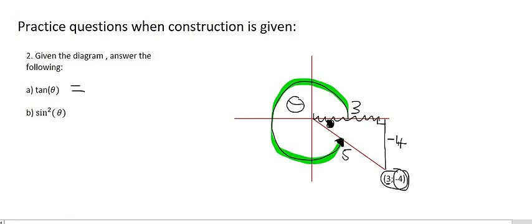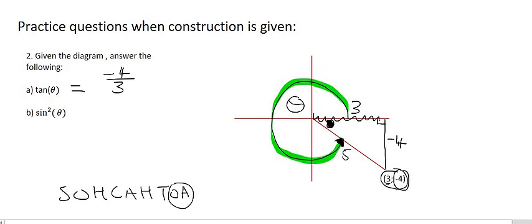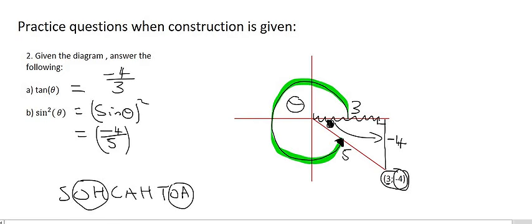Tan is, let me just write SOHCAHTOA again. Tan is opposite over adjacent. So the opposite of that is -4, and the adjacent is 3. Sin squared theta. So remember, think of this as sin theta, and whatever that is, square it. So sin theta would be the opposite over the hypotenuse, which is -4 as the opposite, over 5, which is the hypotenuse, and then you square that. So -4 squared is +16, and 5 squared is 25.